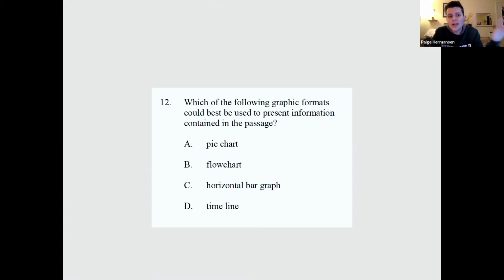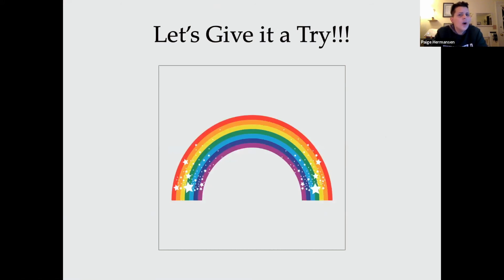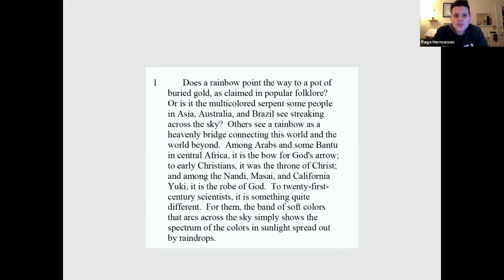And if it's a timeline, it's asking you to describe sequences of events, right? Okay, so let's give this a try more holistically with a sample passage. This is a passage about, of all wonderful things, rainbows. So we're going to read this together.